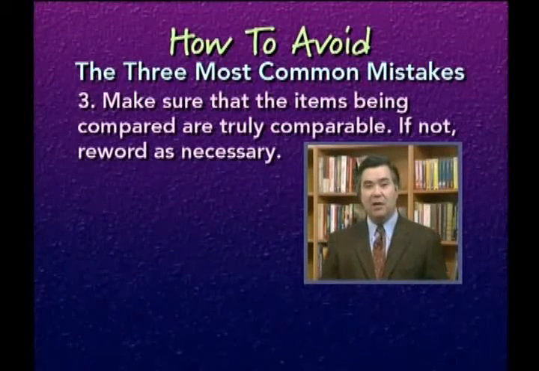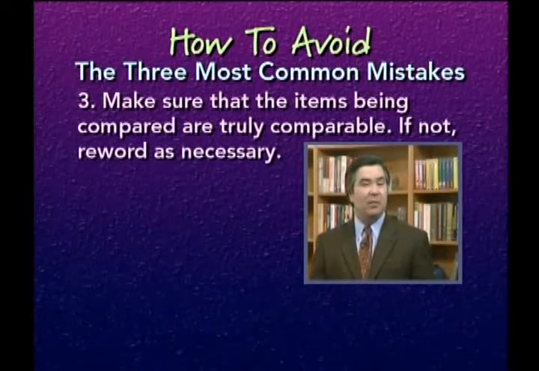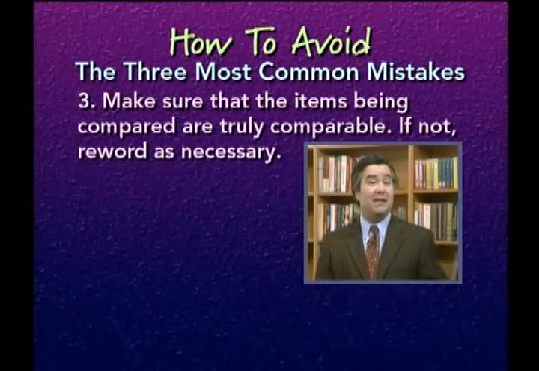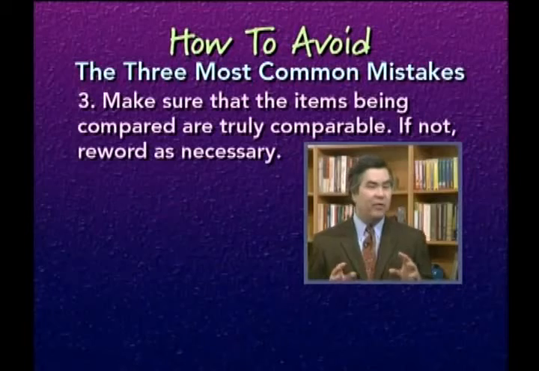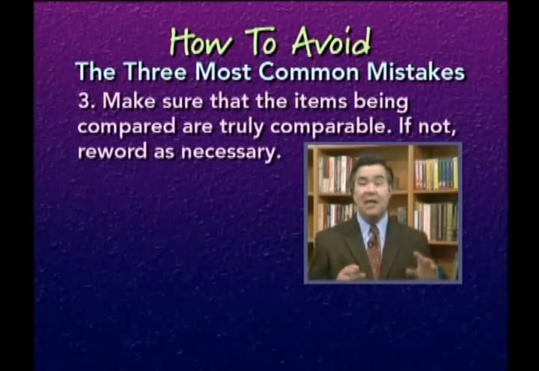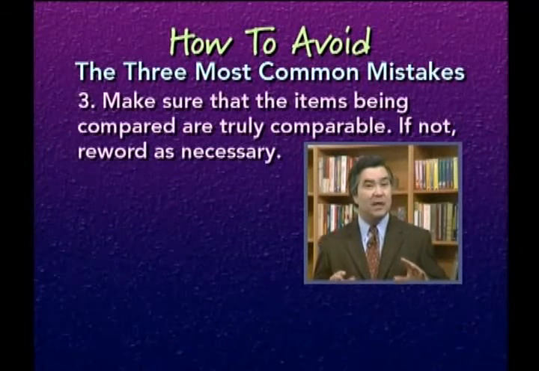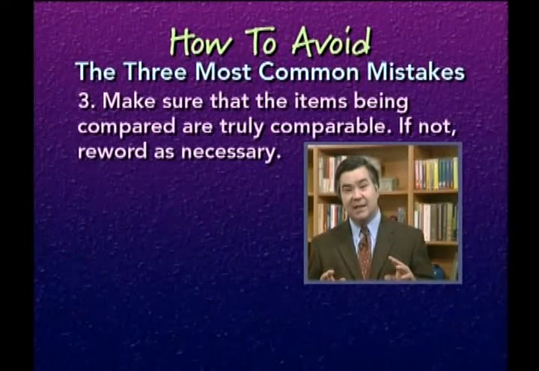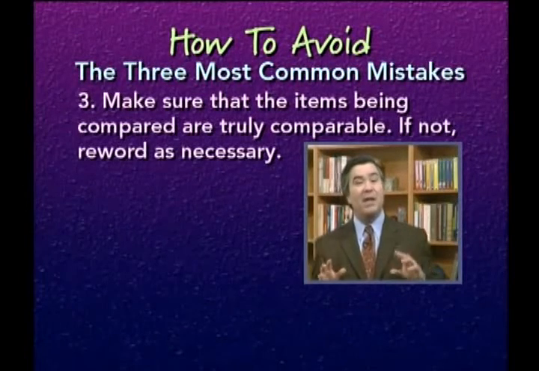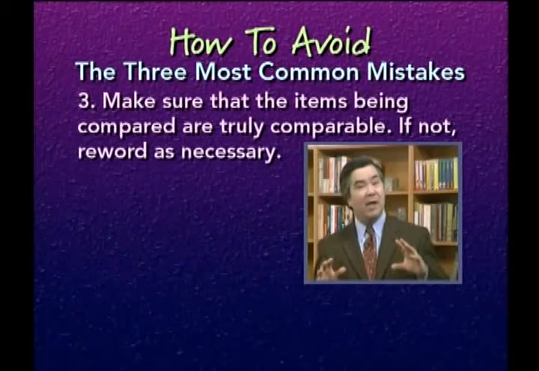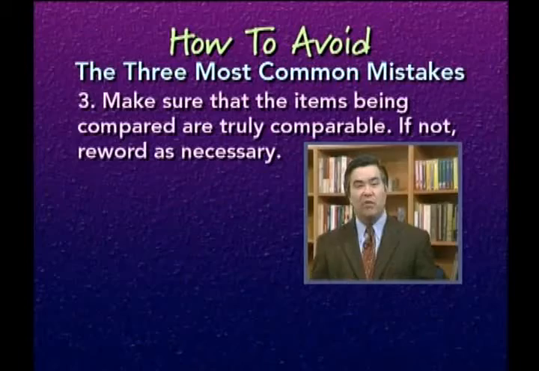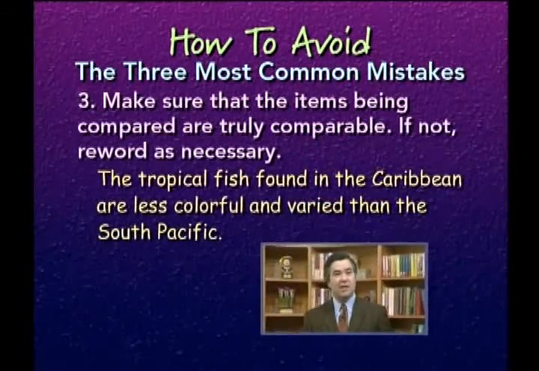Our third rule, make sure that the items being compared are truly comparable. If not, reword as necessary. Now, there are a few ways that you can go wrong in terms of drawing comparisons between things. And probably the simplest way to explain this is by showing some examples and discussing them. You'll probably recognize some of these mistakes because they're very common. We all make them in our writing. And whenever you make a comparison, you need to think carefully about what you're comparing and how in order to avoid these mistakes. Here's our first example.